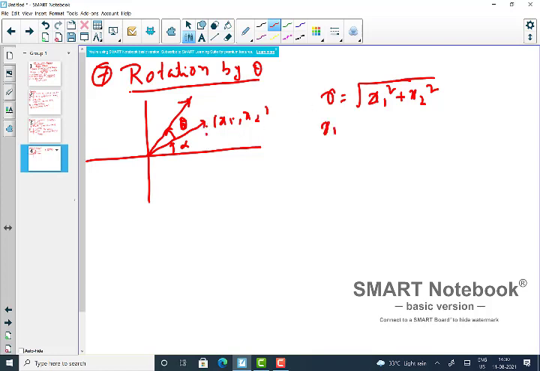So x1 will be r cos alpha. This is simple geometry you have learned in your schools. Similarly, x2 will be r sin alpha. So this much is r cos alpha, and this much is r sin alpha. By that you can also consider the vector. This is kind of polar and Cartesian coordinates you can think about, so polar coordinates r cos alpha.